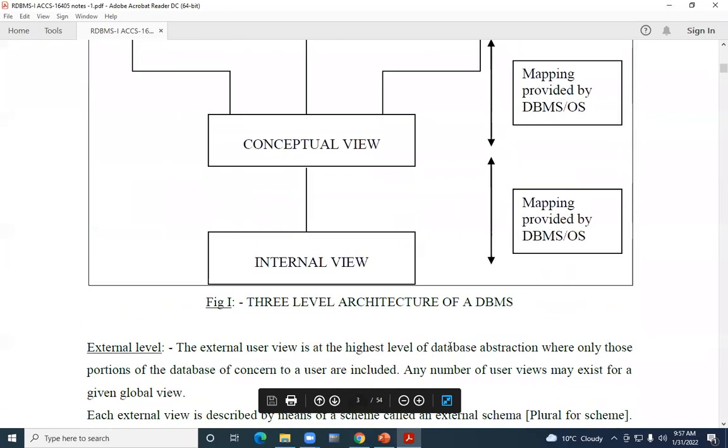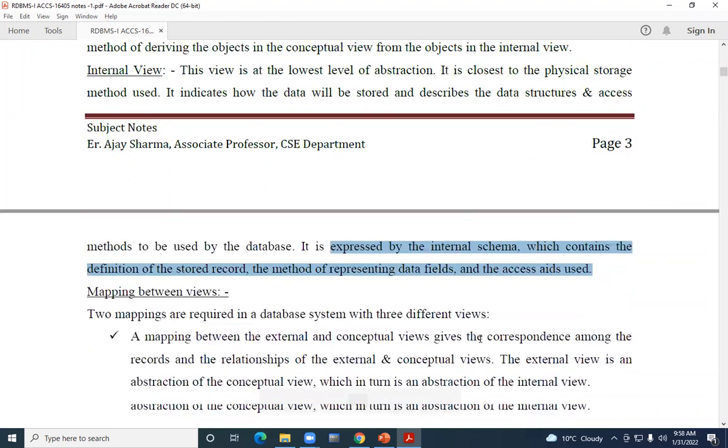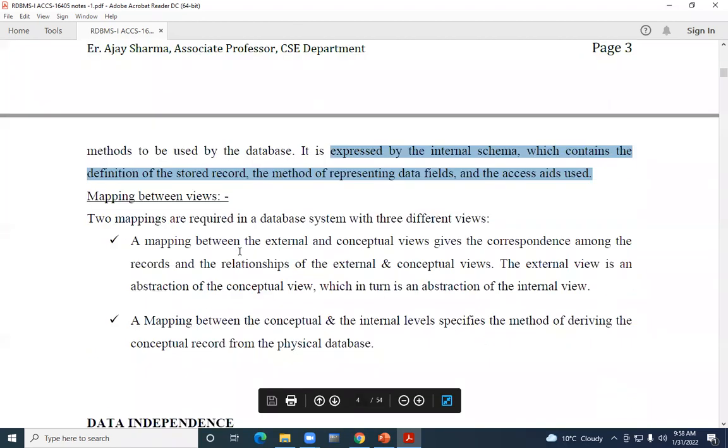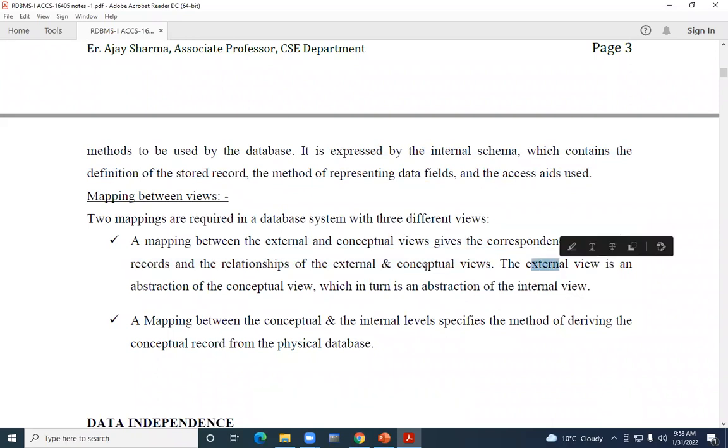Then I discussed with you that with these three levels come two mappings. One mapping is between external and conceptual, and one mapping is between the conceptual and internal. You can see those mappings here. A mapping between the external and conceptual views gives the correspondence among the records and relationships of the external and conceptual views. So we can say that the external view is an abstraction of the conceptual view, which in turn is an abstraction of the internal view.